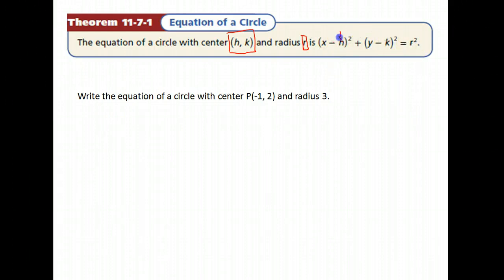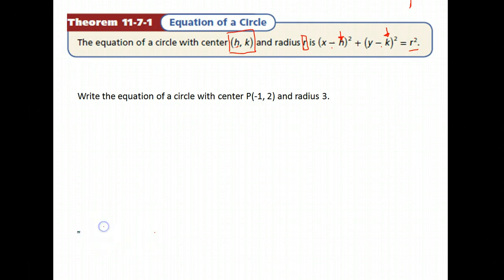Now notice this number here is the x coordinate of our center, and the number here is the y coordinate of our center. Also notice that there's subtraction here. The other thing that's commonly overlooked is that we square the radius.